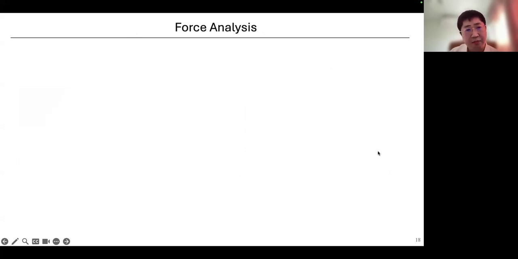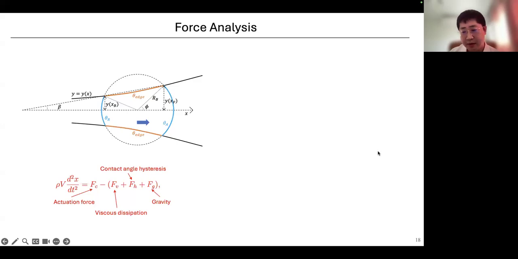And then we can analyze this problem by looking at the force balance. So this is a top view of the droplet, and this solid black line is the shape of the groove. Okay. And then we can recognize that the driving force is really the surface tension force along these orange lines. That's the actuation force, FC. Then we have multiple potential resisting forces.